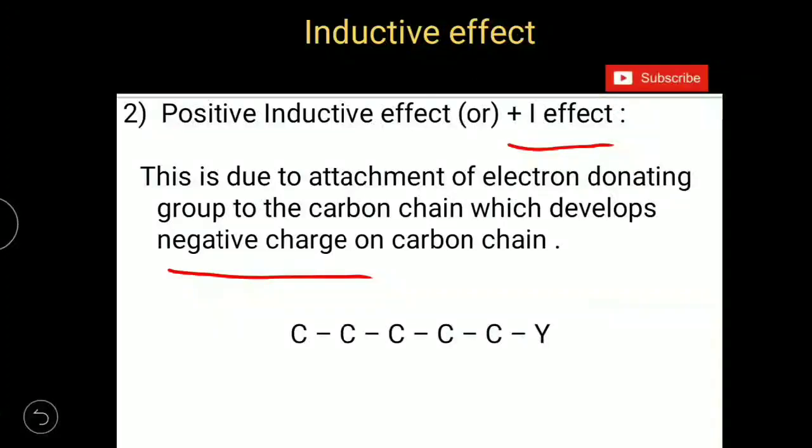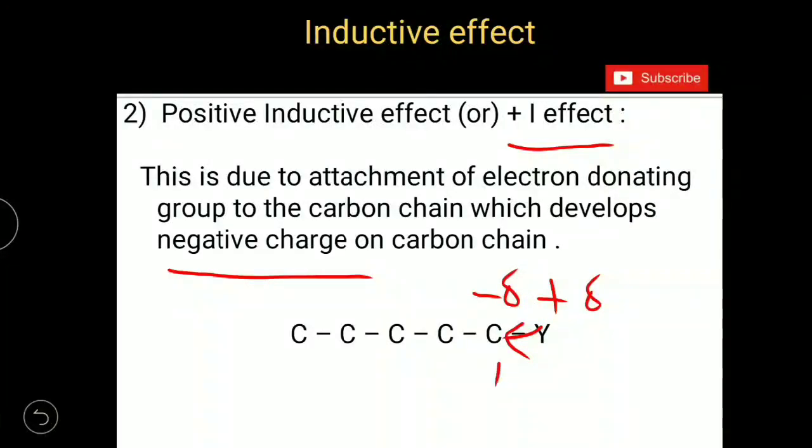For example, there is a group Y bonded to the carbon chain and it has a tendency of donating electrons. Then from Y to carbon there will be donation of electrons. So Y gets a partial positive charge, as the electron pair is moving away from Y, and carbon gets a partial negative charge as that electron pair is moving towards the carbon atom, the first carbon atom.